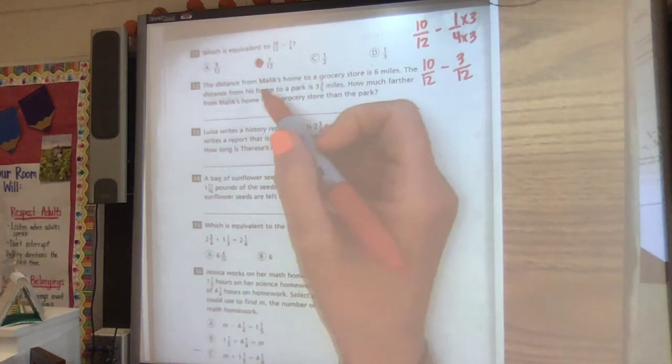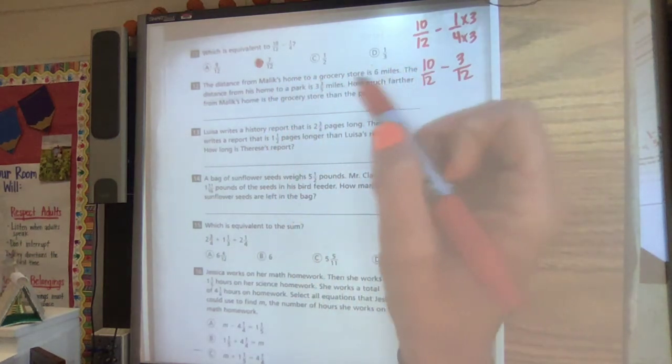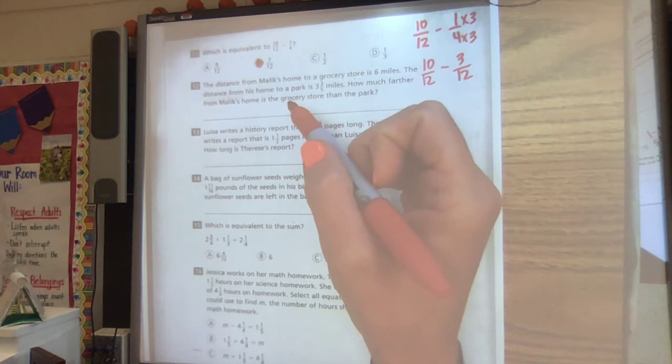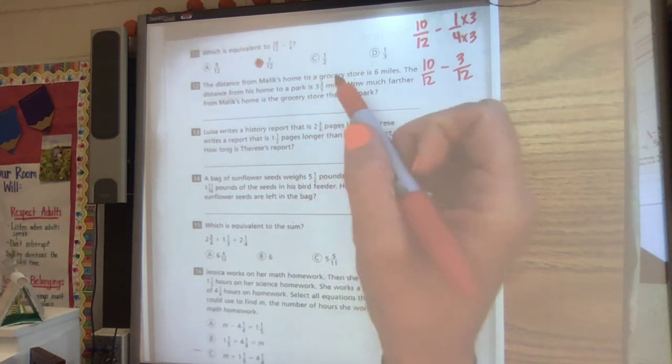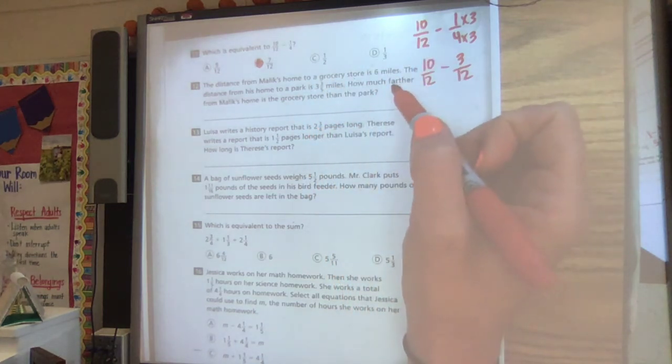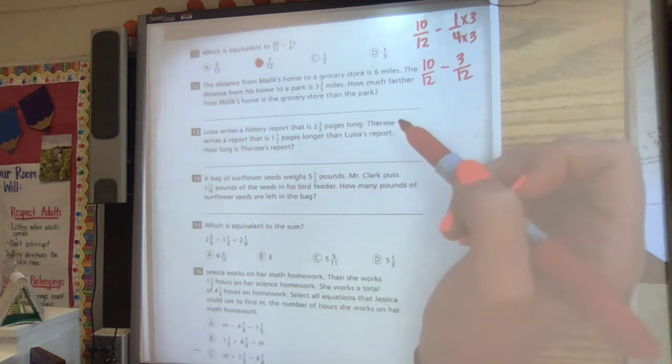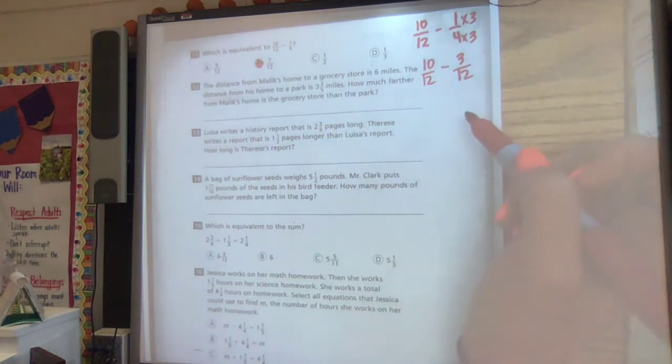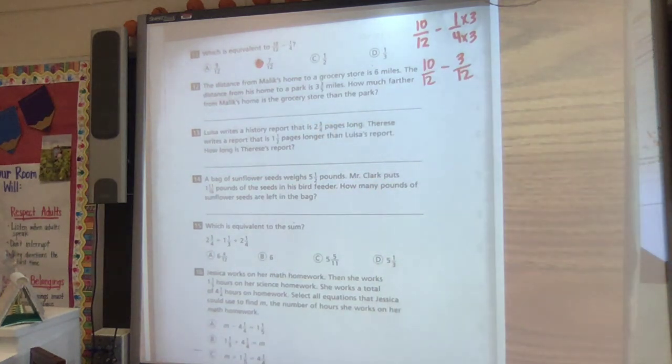Alright, the distance from Malik's home to a grocery store is 6 miles. The distance from his home to a park is 3 3/5. How much farther from Malik's home is the grocery store than the park? Alright, I like this one. There are different ways that you can do this.